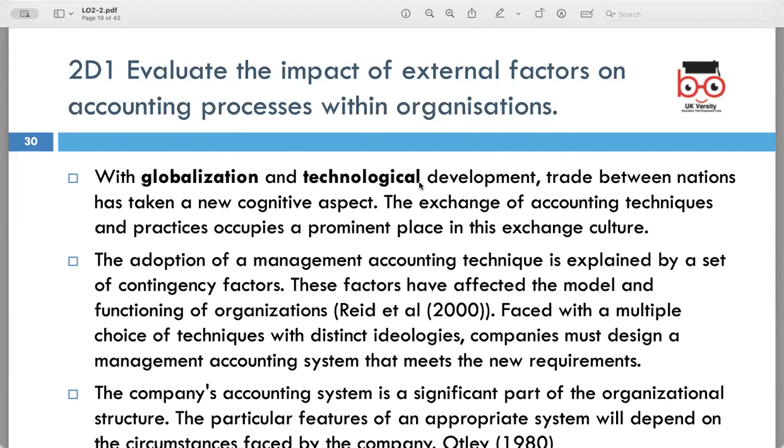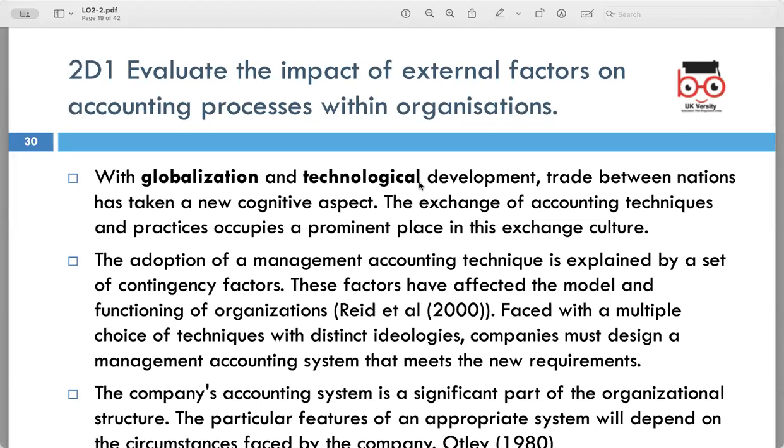Evaluate the impact of external factors on accounting process with or within organizations. Trade between nations has taken on a new cognitive role as a result of globalization and the development of technology. Within the context of this exchange culture, the concept of exchanging accounting methods and procedures holds an important position. A collection of contingency factors provide an explanation for the selection of management accounting techniques.